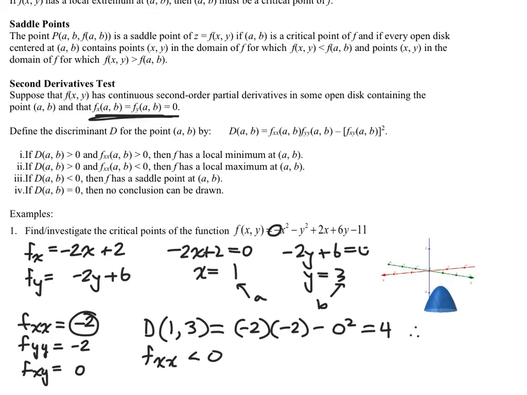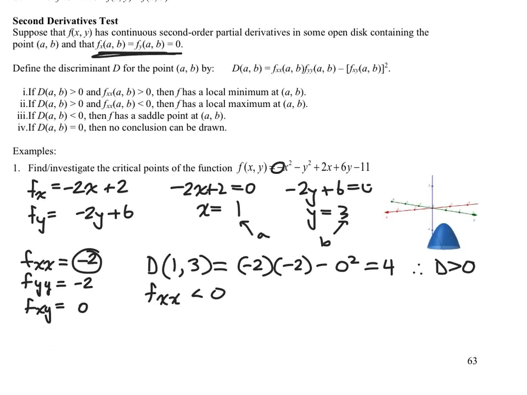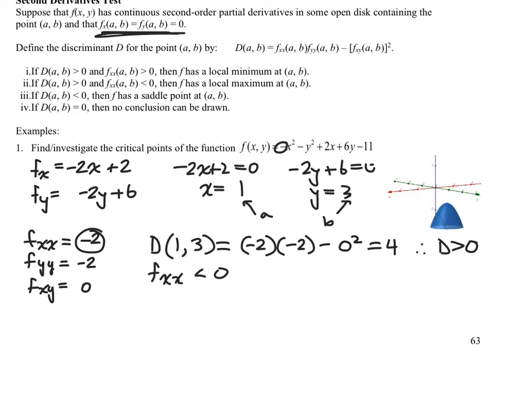So D is positive, f sub xx is negative, and so what that tells me, positive and negative, is that I have a local maximum at (1, 3). So local maximum at 1 comma 3 comma whatever the function is at (1, 3).